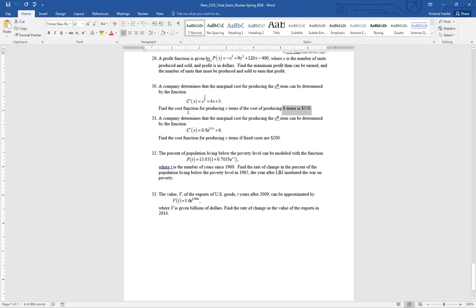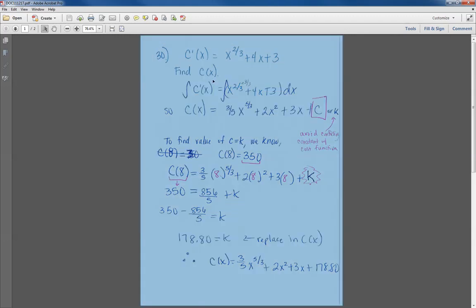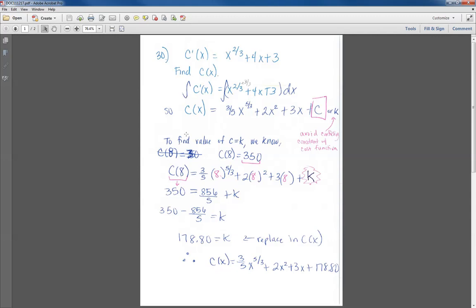So if you want to pause it and take a look at these particular problems, go ahead and read through them. I'm going to jump over to the solutions. So looking at number 30, since we are given this marginal cost function, c prime of x, which is x to the 2/3 plus 4x plus 3, if we're going to find the cost function as it asks, what I need to do is actually take the antiderivative.